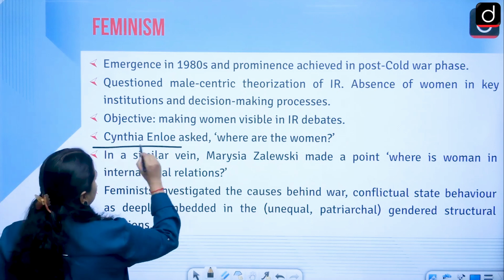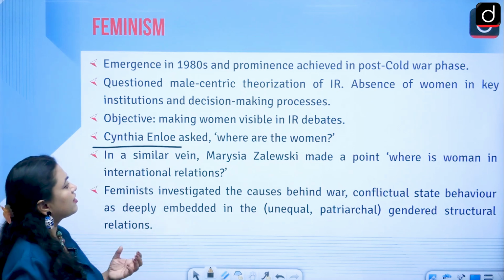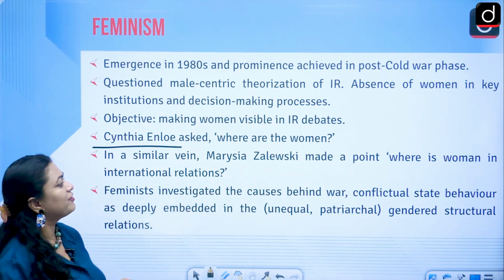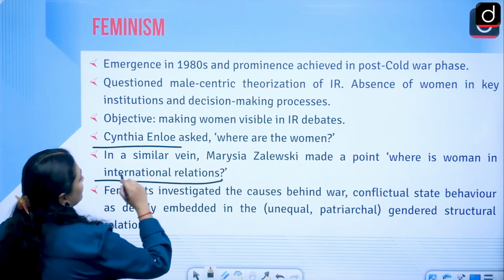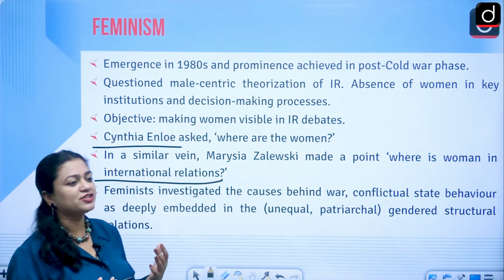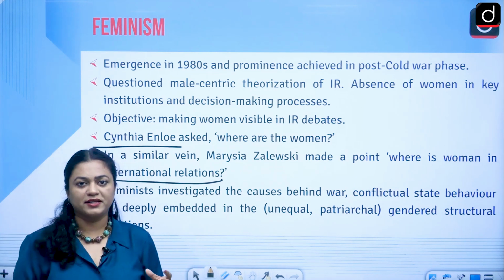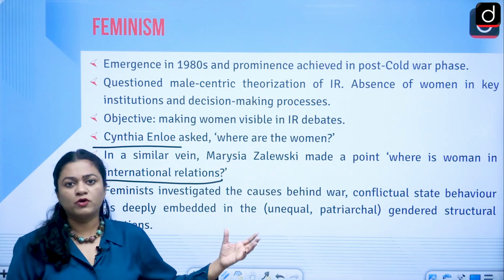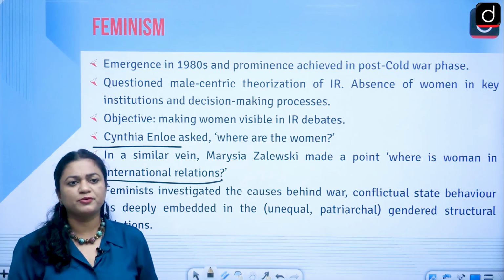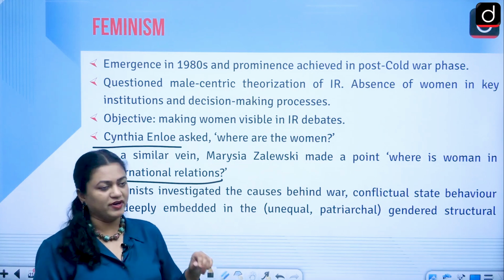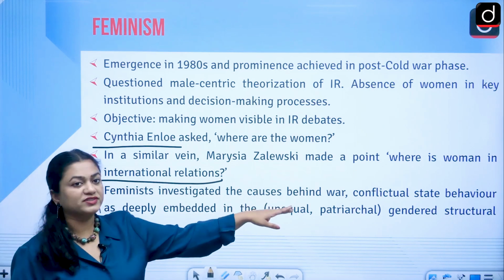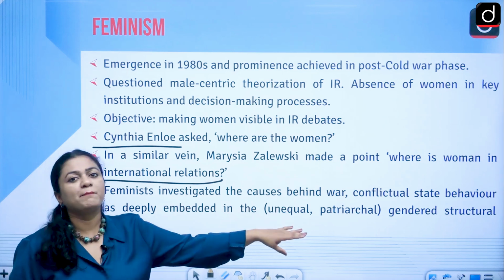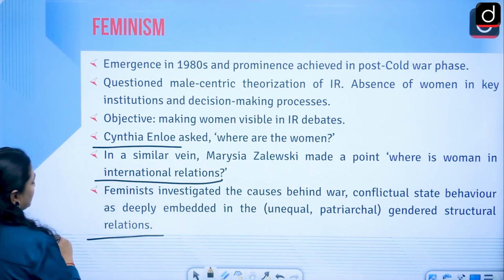Now, Cynthia Enloe, a very famous thinker, asked, where are the women? Then came Marysia Zalewski. She made the point, where are women in international relations? Now you can understand that they have a common idea that if women are more in the decision-making processes and hold more positions in international institutions, there is a high possibility that there are fewer chances of war and conflict. Feminists investigated the causes behind war and conflictual state behavior as deeply embedded in unequal, patriarchal, gendered structural relations.